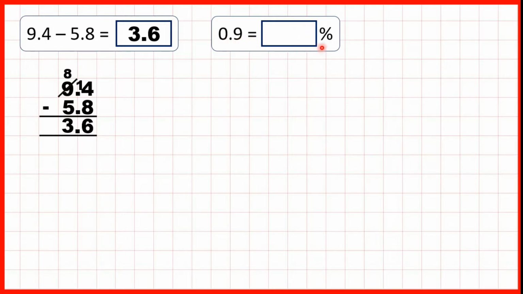0.9 is what as a percentage? Well, this first digit after the decimal point is always our tenths digit, so this 9 stands for 9/10. But percent means per 100 or out of 100, so we need to find an equivalent fraction to 9/10 with a denominator of 100. To find equivalent fractions, we always use multiplication or division, and we can spot quite easily that 10 times 10 is 100.